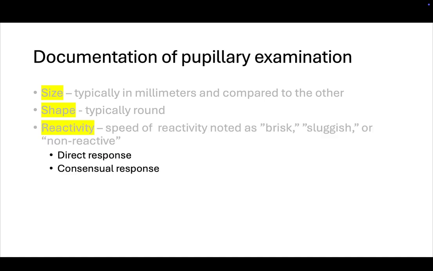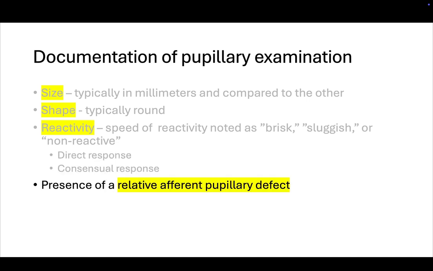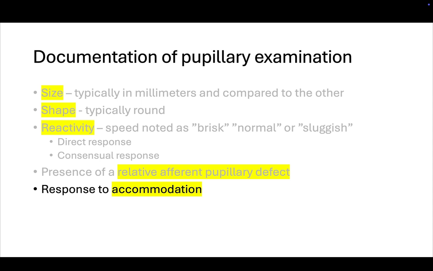The reactivity can be described as a direct or consensual response. The presence of a relative afferent pupillary defect should be documented. The response to accommodation should also be documented, but it is often left out.